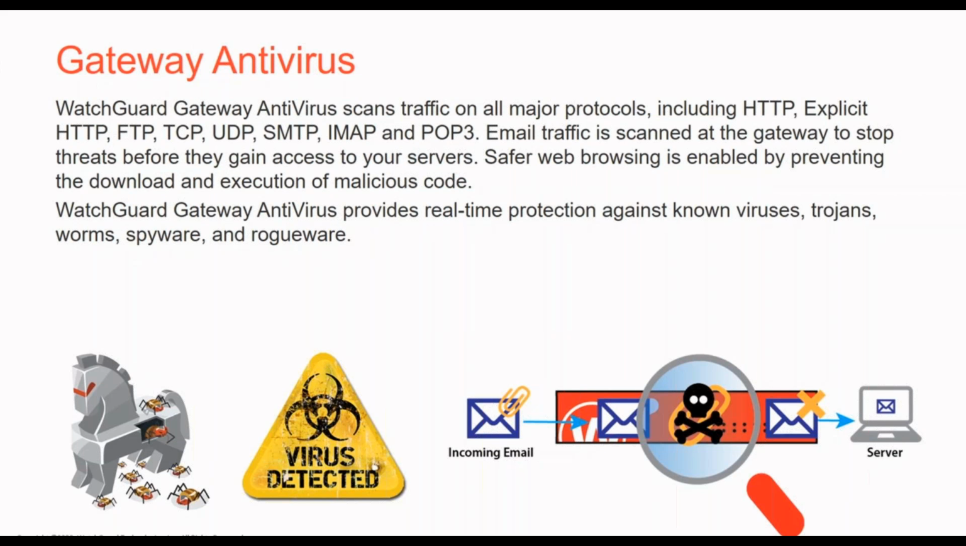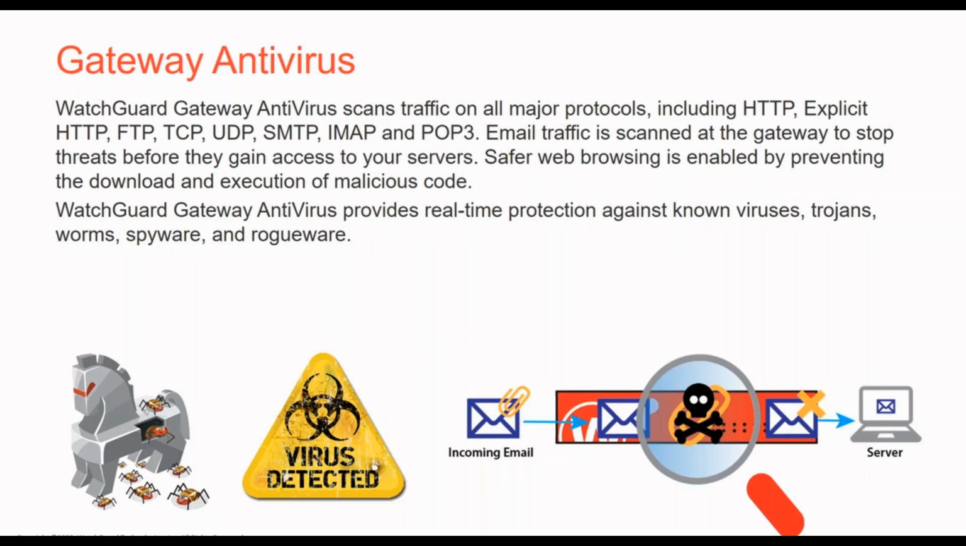The following thing that we have is the gateway antivirus. By the way, this database is a Bitdefender database, and it will scan the traffic, major traffic such as HTTP, FTP, TCP, UDP, and all the different email protocols. The email traffic is going to be scanned at the gateway, and it's going to stop the threats before they gain access to the servers that you definitely want to protect.